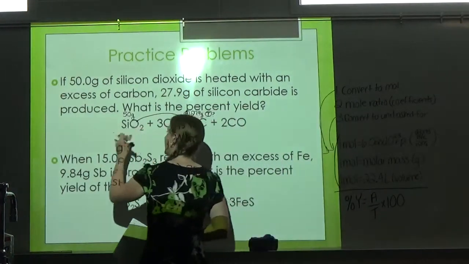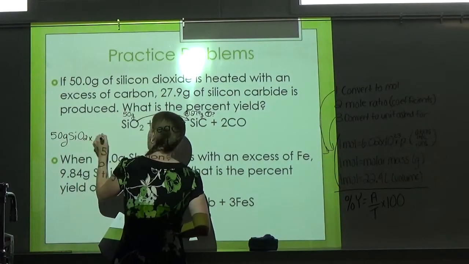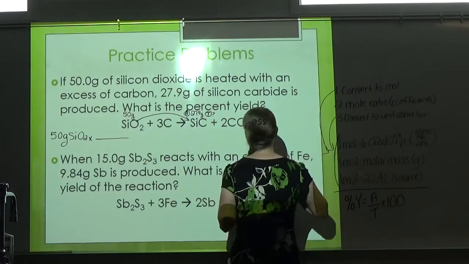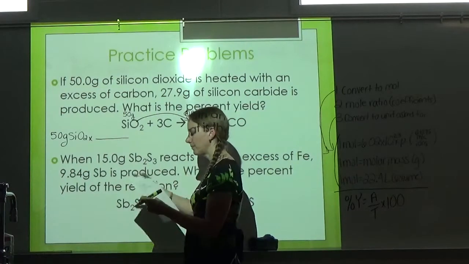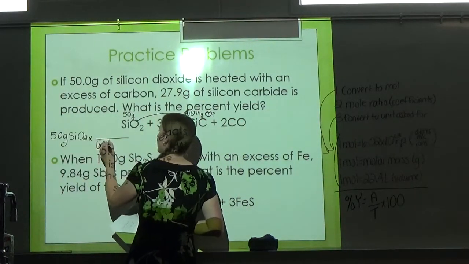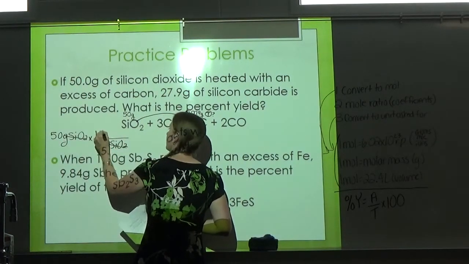All right, so I start with what I know, which is 50 grams of SiO2, and I follow my 3 steps. First step's convert to moles. Since I have grams, I'm going to use molar mass. When you add up SiO2, you should get about 60 grams per mole. So I'm going to put my 60 grams on bottom by following golden rule, so that grams cancel, and my 1 mole on top.